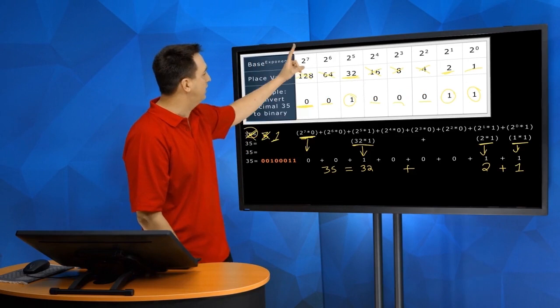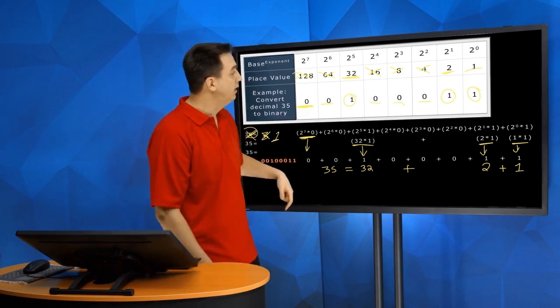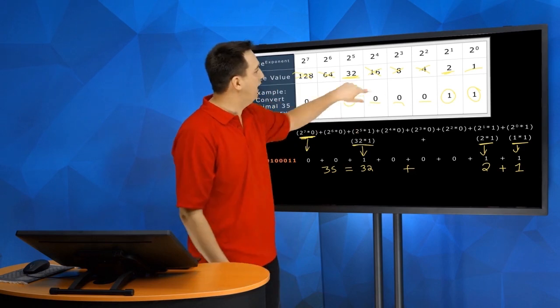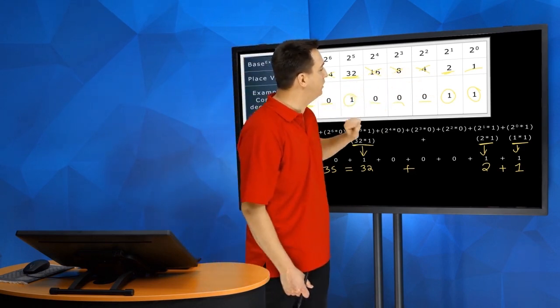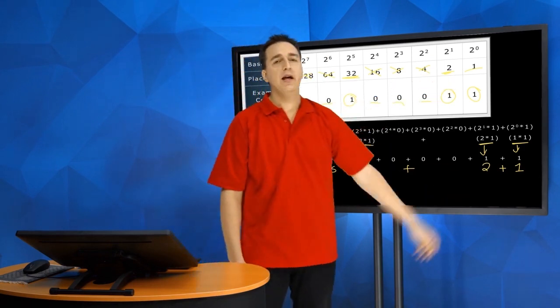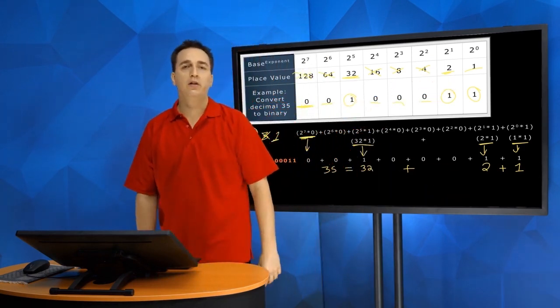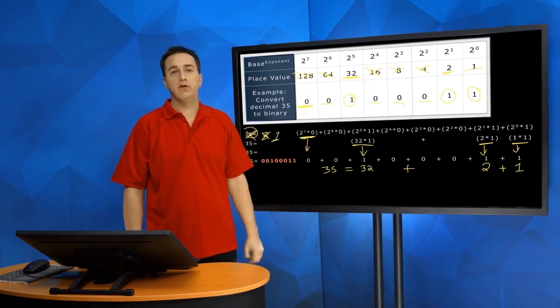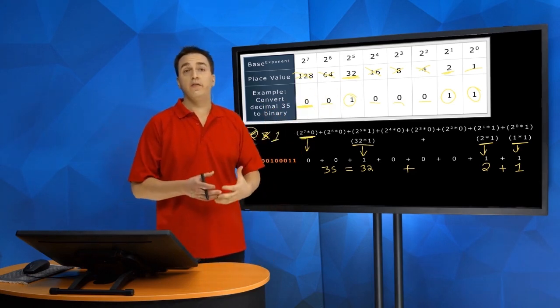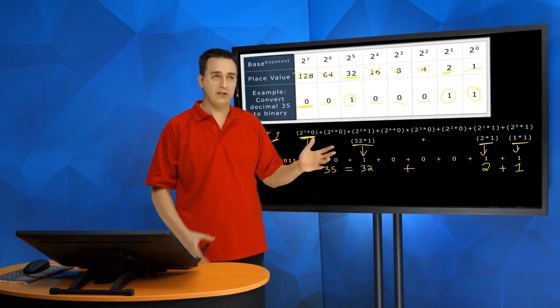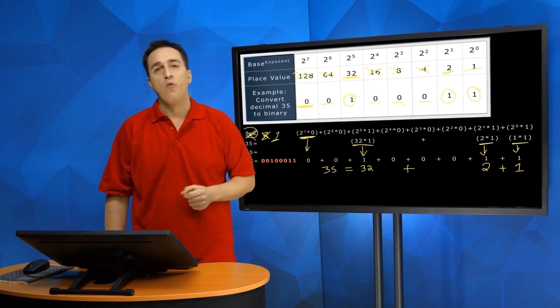Well, 128 is too big, 64 is too big, 32 works. So then that leaves me with 3 left over. 16 is greater than 3, 8 is greater than 3, 4 is greater than 3. Ooh, 2's not, so that's going to work. So now we take 3 minus 2, we get 1, and then we have 1 also involved in the picture. So 32 plus 2 plus 1 equals 35. So you're just trying to figure out that possible combination in order to get the 35, which is 0, 0, 1, 0, 0, 0, 1, 1.